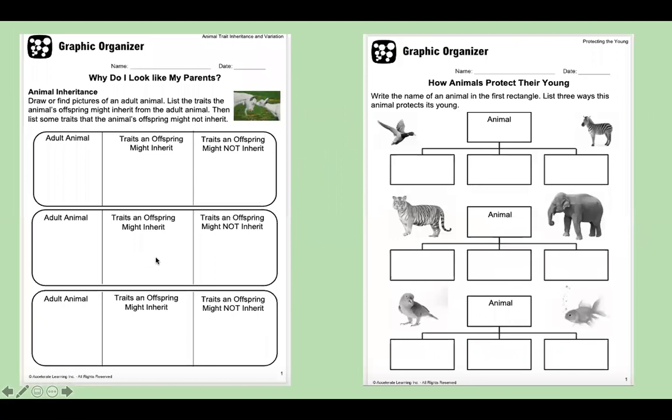So today your job is just to go back, look at these graphic organizers, and remind yourself of what you wrote about and how animals inherit certain traits from their parents, just like you inherit certain traits from your parents. It could be your eye color, it could be your height, it could be your hair, lots of different things, even personality. And animals do inherit much of the same as we do.